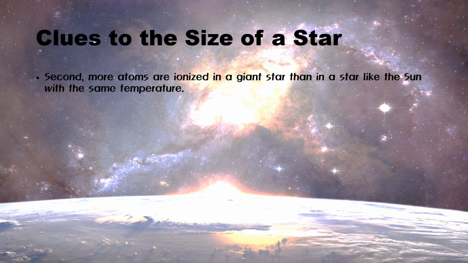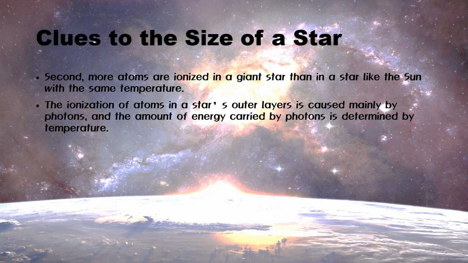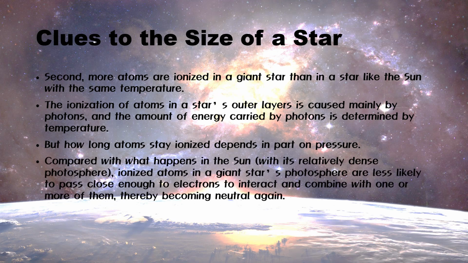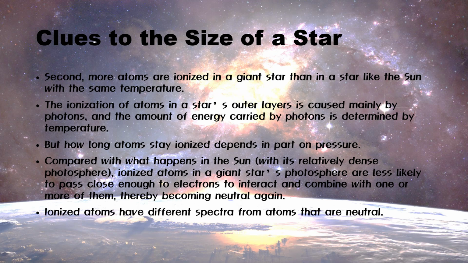Second, more atoms are ionized in a giant star than in a star like our own sun with the same temperature. The ionization of atoms in a star's outer layer is caused mainly by photons, and the amount of energy carried by those photons is determined by temperature. But how long atoms stay ionized depends not on temperature, but in part on pressure. Compared with what happens in our own sun, which has a relatively dense photosphere, ionized atoms in a giant star's photosphere are less likely to pass close enough to electrons to interact and combine with one or more of them, thereby becoming neutral again. Ionized atoms have different spectra from atoms that are neutral.